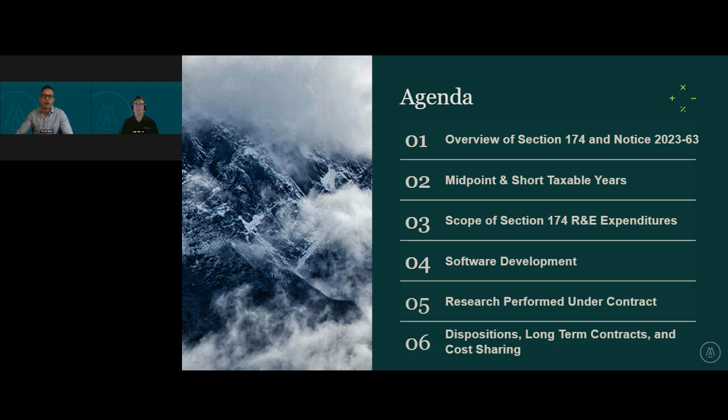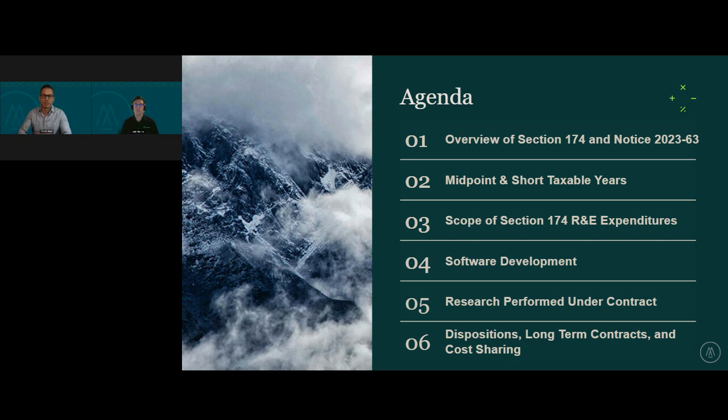Next, we're going to go on and explore the midpoint and short taxable years, highlighting the role of the midpoint of the taxable year in the amortization of R&E expenditures. We'll also address short taxable years in that section. And then we're going to go on and clarify what constitutes R&E expenditures and discuss the different allocation methods outlined in the new guidance.